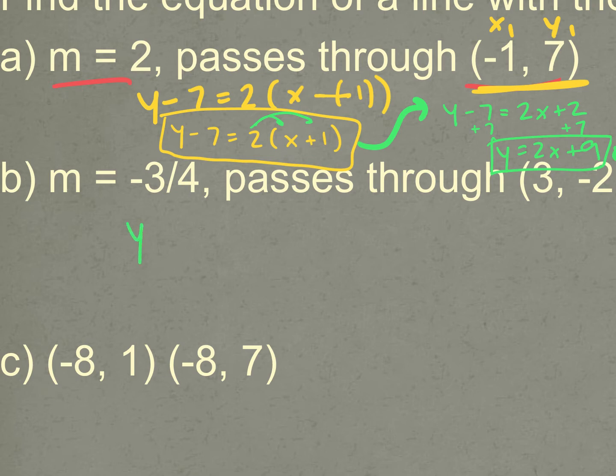y, what would come next? Plus 2, so it would be minus negative 2, which would turn into plus 2, which I'll change in the next step. Equals. Awesome. We plug in 3 for x1 and negative 2 for y1, and then we plug in m for slope, so negative 3 fourths. And then I could change this to y plus 2 is equal to negative 3 fourths times x minus 3.